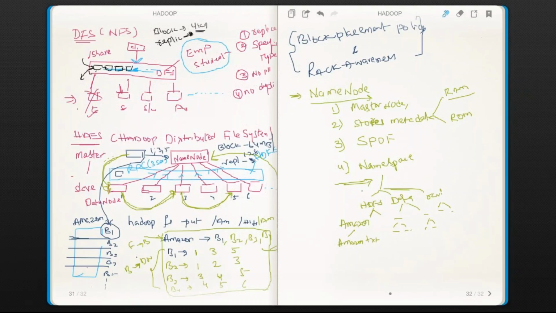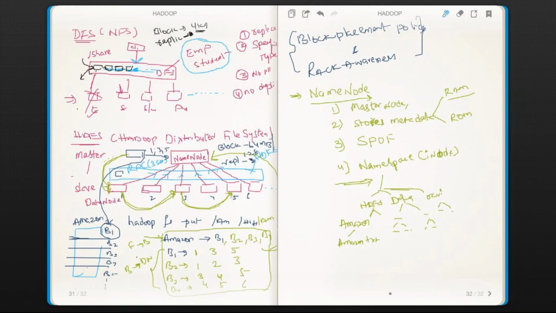Those are called inodes. The path of the file, the path of the data. That is the reason it maintains the namespace, and that is the reason we call it a name node.